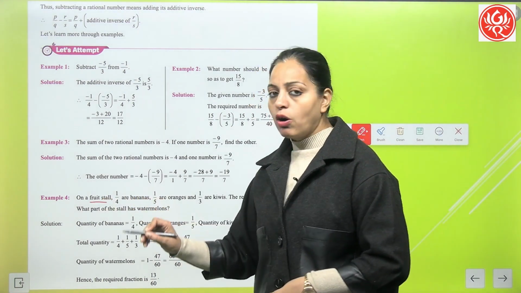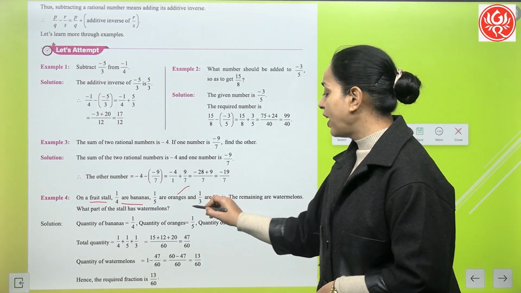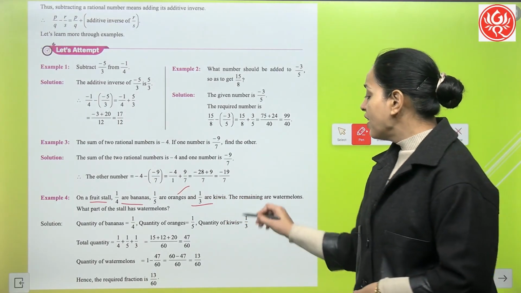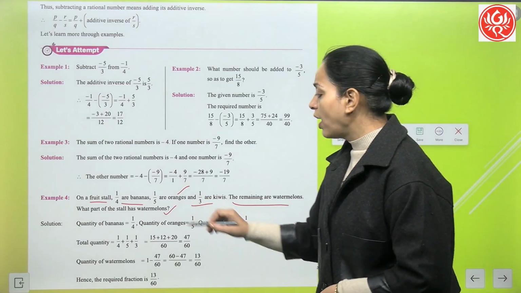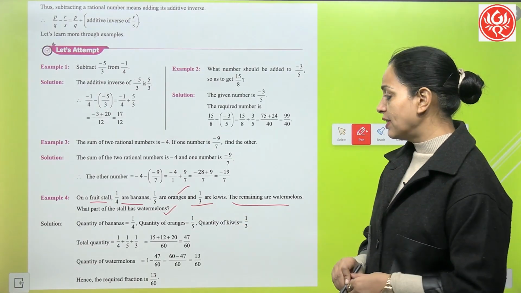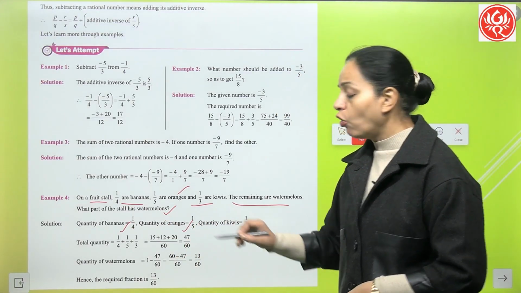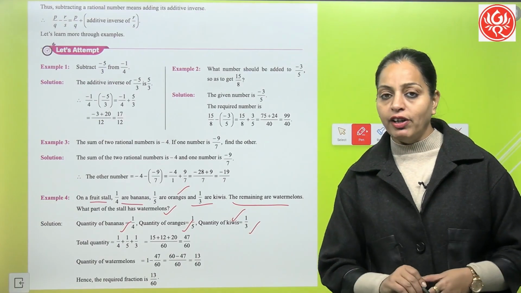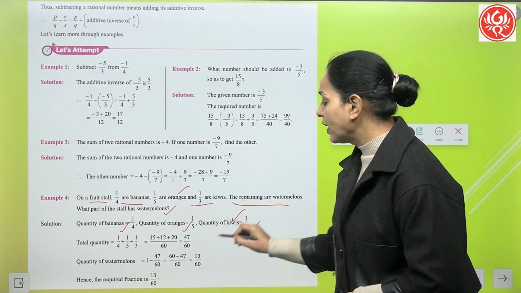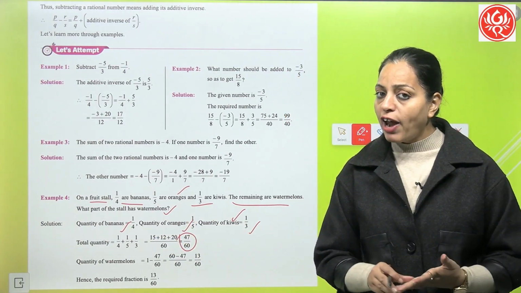On a fruit stall, 1 by 4 are bananas, 1 by 5 are oranges, and 1 by 3 are kiwis. The remaining are watermelons. What part of the stall has watermelons? So, quantity of bananas 1 by 4, quantity of oranges 1 by 5, and quantity of kiwis 1 by 3. So for the total quantity, we will add these three. So you know very well how to add these three fractions.